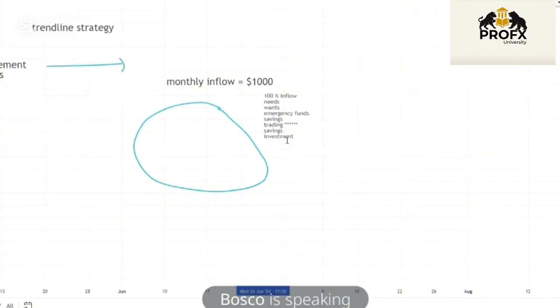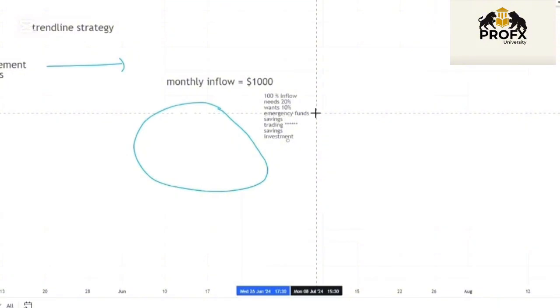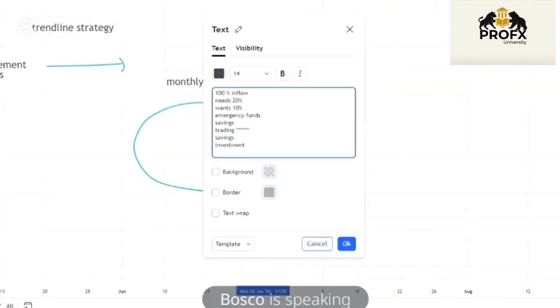So let's just say your needs you give 20%, then your wants you give 10%. Emergency funds you give maybe 20%, your savings 20%, your trading 10%. So you see, you're trading with only 10% of your inflow.